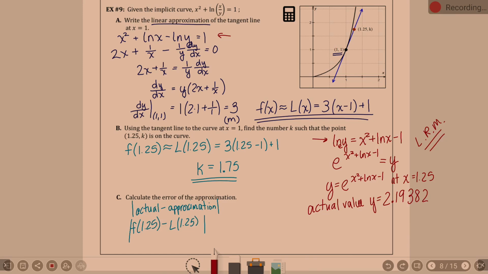So we're going to be using the 2.19 and the 1.75, more than 2.19, but you know what I mean, to subtract and find our error. What are we getting with our error? 0.4438. Yeah, I have 0.44381 written down.